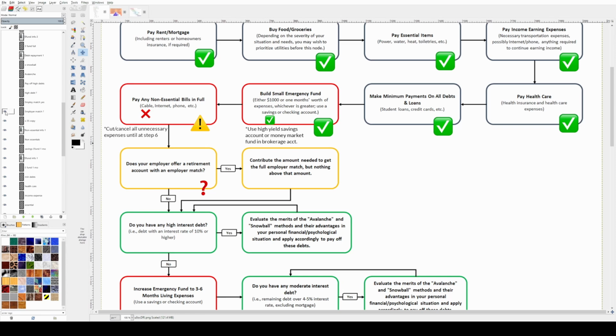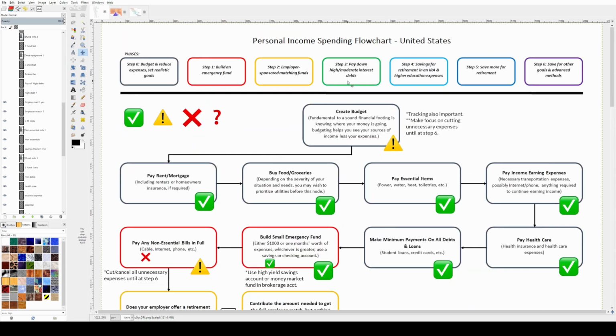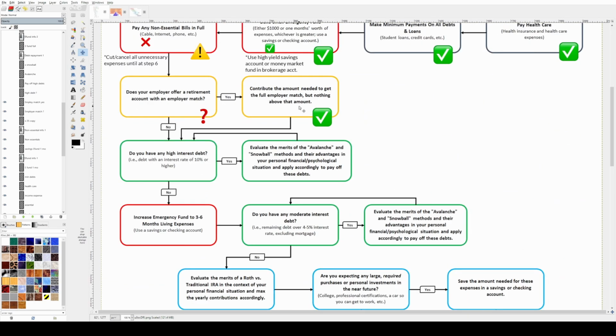Whether that's dollar for dollar, as in you put in 3% and they match 3%, or sometimes it's a little uneven where you put in 6 and they match 3. If you're not sure, take a bit of time to figure that out. If your employer does offer a match, make sure you're contributing the amount needed to get that full match, but nothing above that amount just yet. We'll get back to how much more you should be adding later in the future steps. The next section is section 3, which is these green boxes, which is paying down high and moderate interest debts.